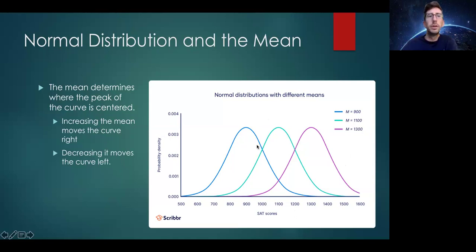Increasing your mean can move the curve to the right. It just kind of slides this curve over. If we increase our mean to 1100 with this green line, you can see the width of the curve looks the same, right? But now instead of being centered around 900, it's now centered around 1100. It's just slid over to the right.